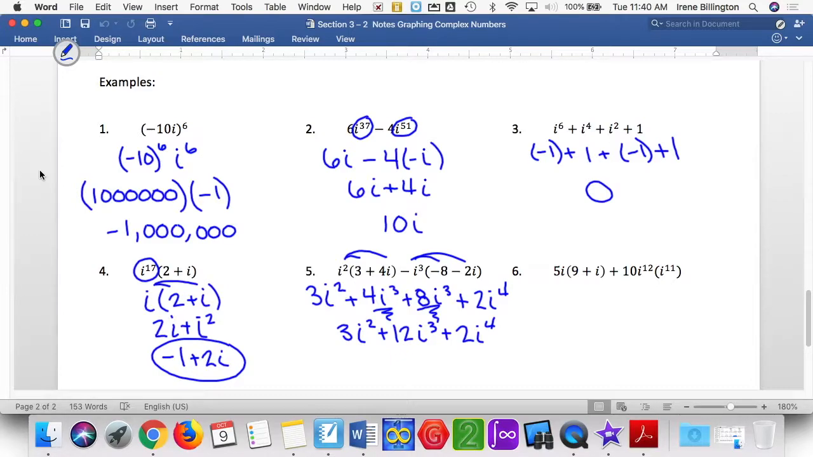Now let's finish simplifying. i squared is equal to -1, so this becomes negative 3. i to the third is equal to -i, so this becomes minus 12i. And i to the fourth is equal to 1. So this would just be plus 2. Combine your real parts and you get negative 1 minus 12i.